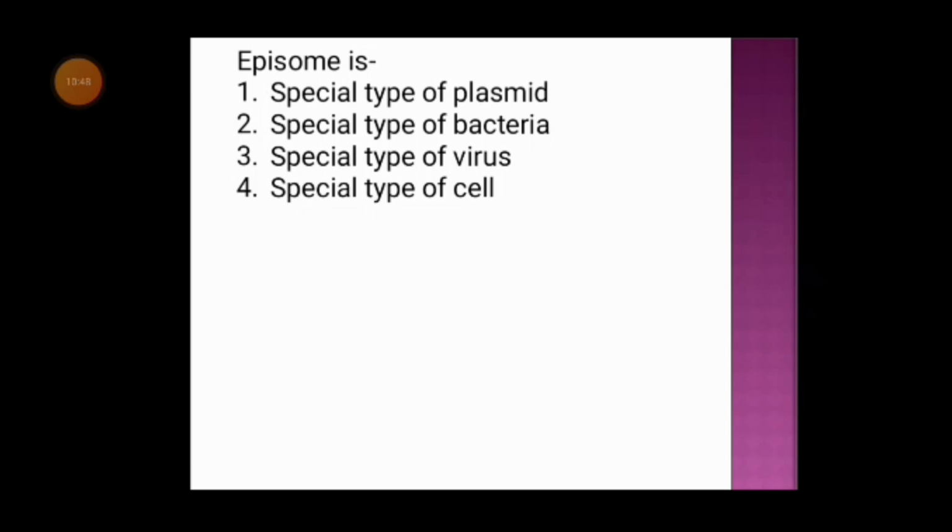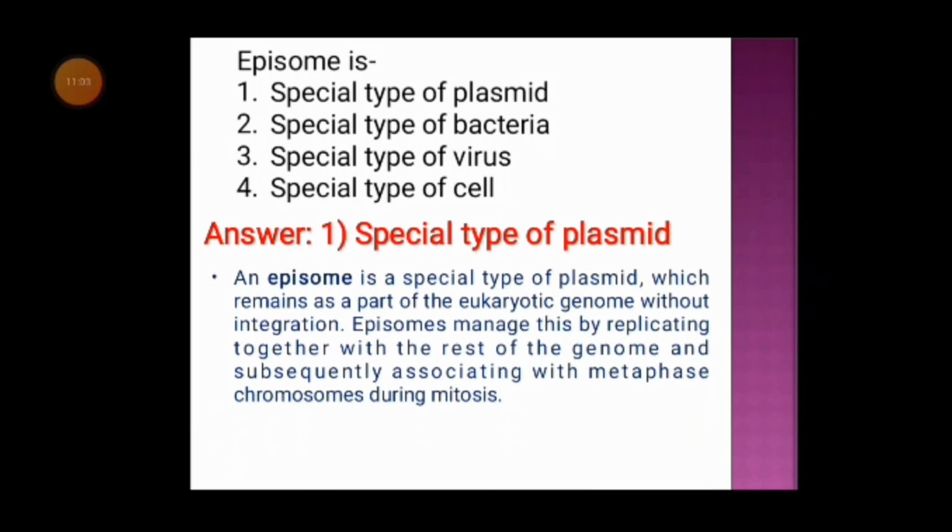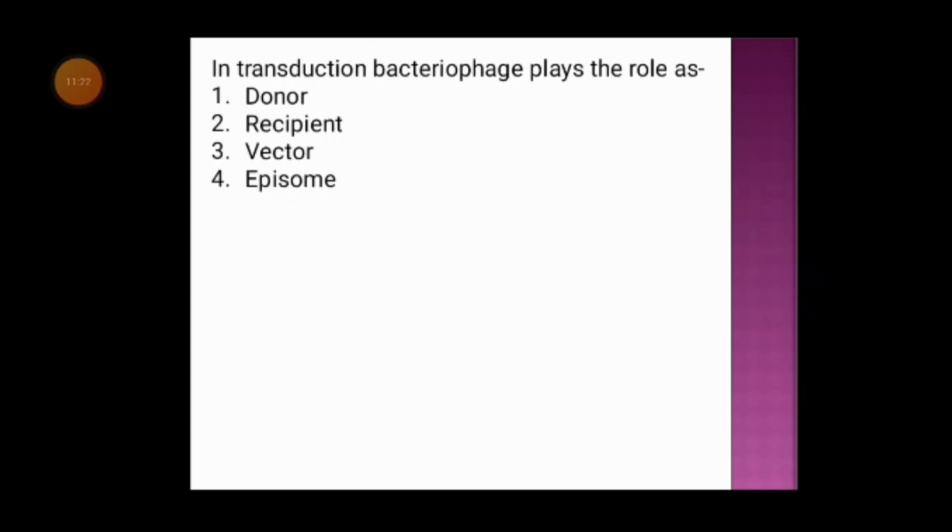Next question. Episome is option 1, a special type of plasmid. Option 2, a special type of bacteria. Option 3, a special type of virus. Option 4, a special type of cell. And the correct answer is option 1, a special type of plasmid. An episome is a special type of plasmid which remains as part of the eukaryotic genome without integration. Episomes manage this by replicating together with the rest of the genome and subsequently associating with metaphase chromosomes during mitosis.